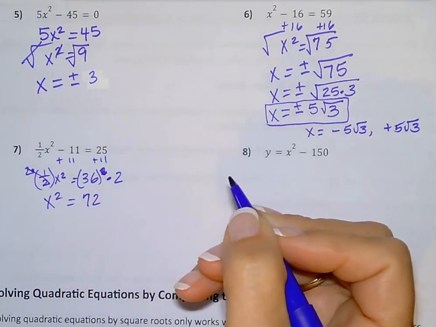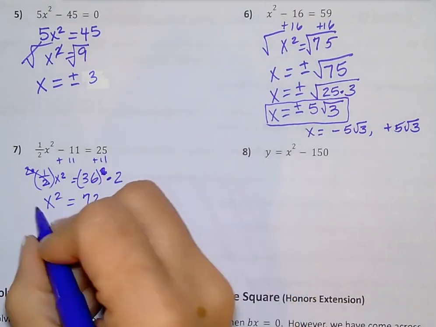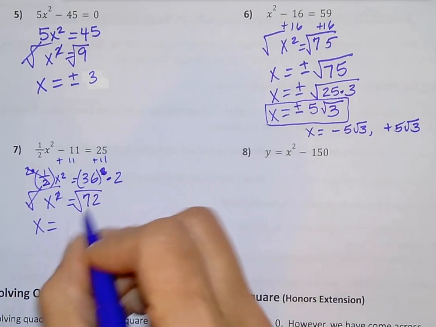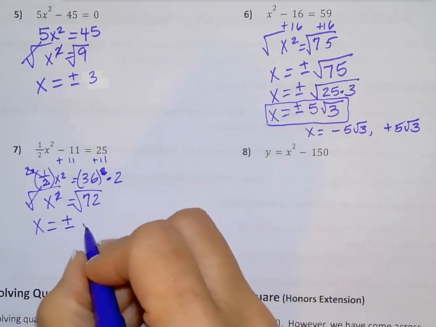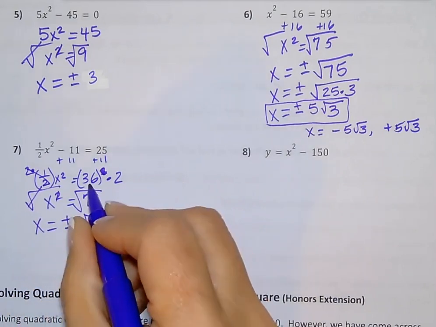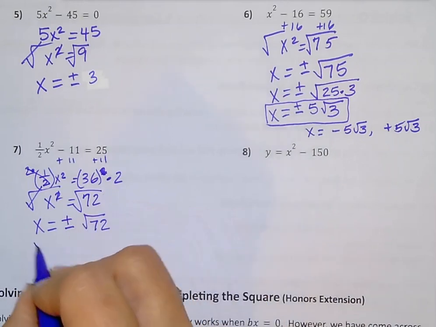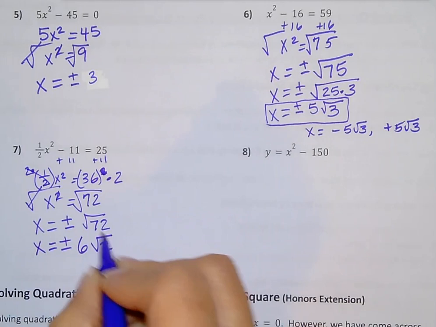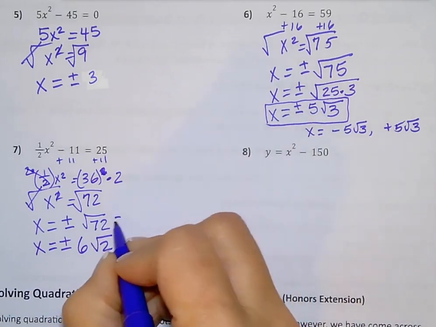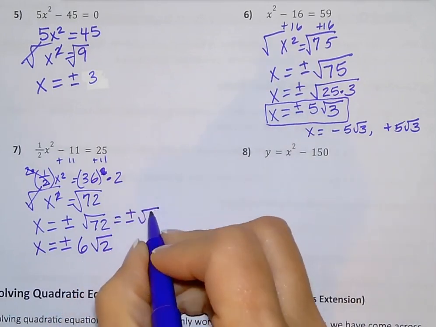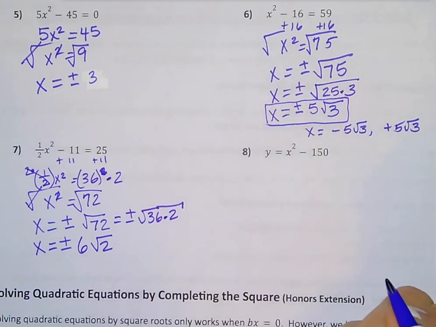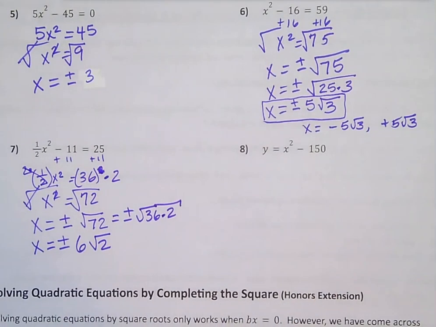It might be just as helpful to leave that broken up. When I take the square root of each side, I know that x equals positive or negative square root of 72. But we know the square root of 72 is really positive or negative 6 times the square root of 2. If I simplify that, it's positive or negative square root of 36 times 2, all under the house. Okay, so you have to think back to our previous units.